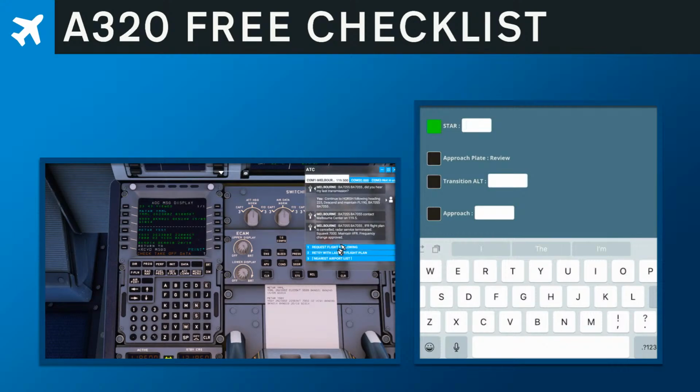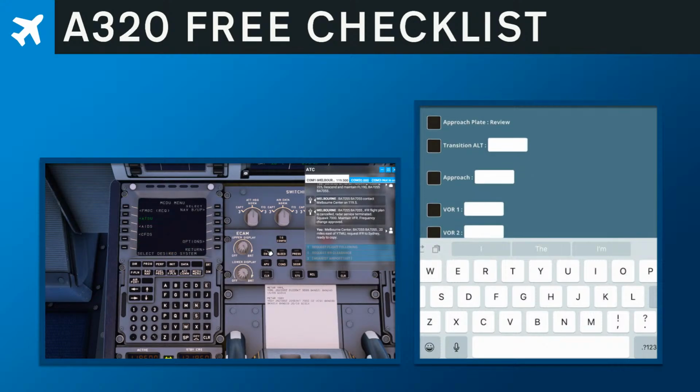And we now need to contact Melbourne Centre and request the last flight plan again. I don't know why that doesn't work. Maybe I'm doing something wrong there. 055, 20 miles east of Yankee Tango Mike Uniform. Request IFR to Sydney, ready to copy.